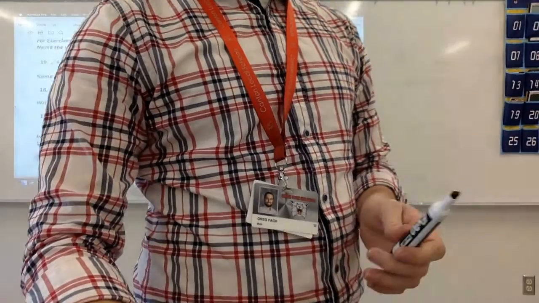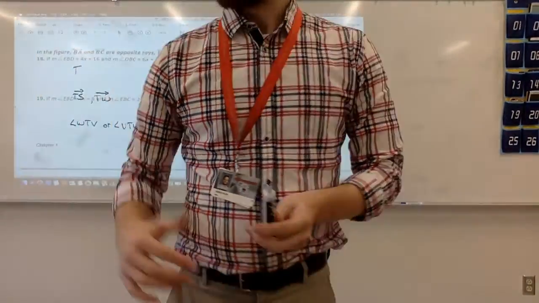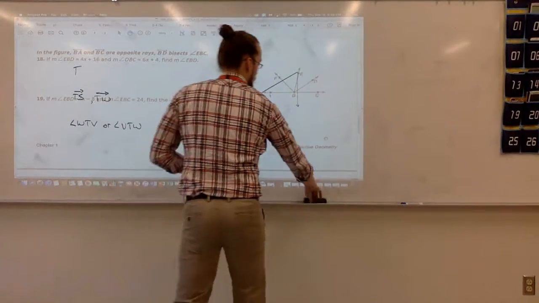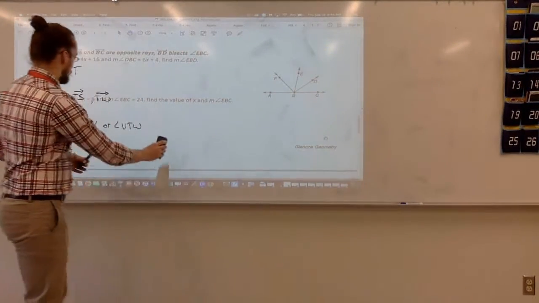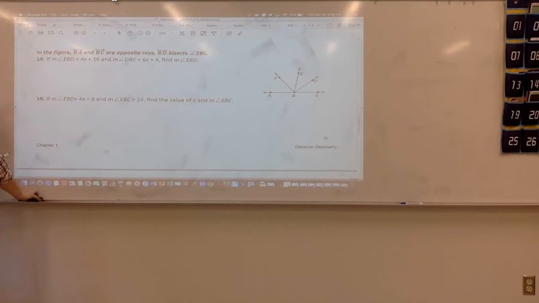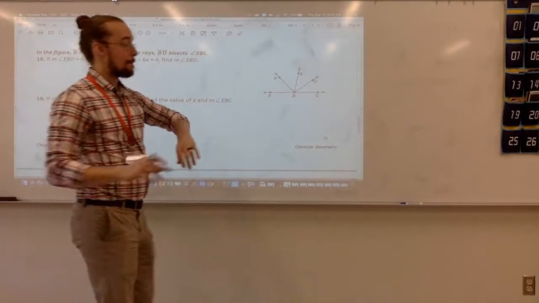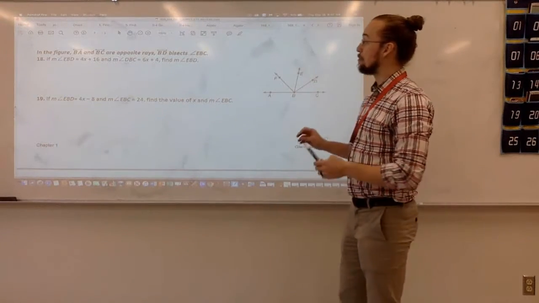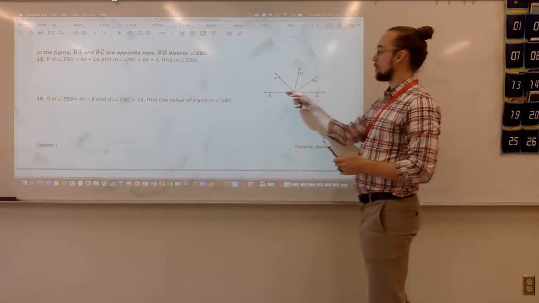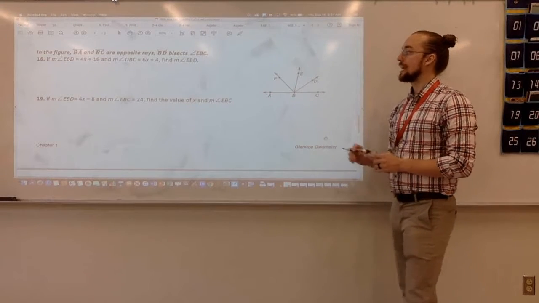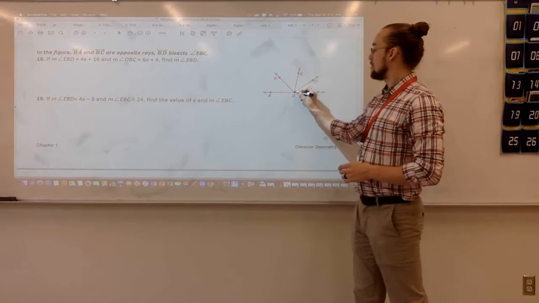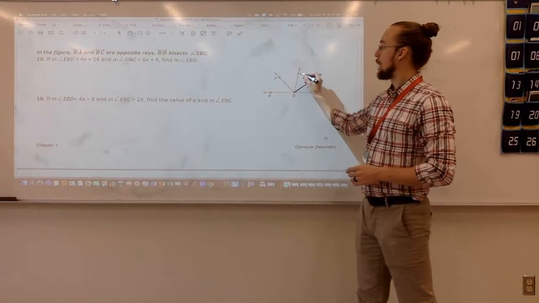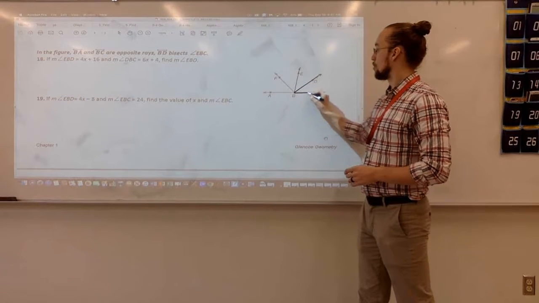All right, then the next couple deal with the idea of bisecting. So this was section 1.4. We looked at this. What I'm told is that BA and BC are opposite rays. That means this makes a straight line. And then I'm told that BD, this ray right here, bisects angle EBC.